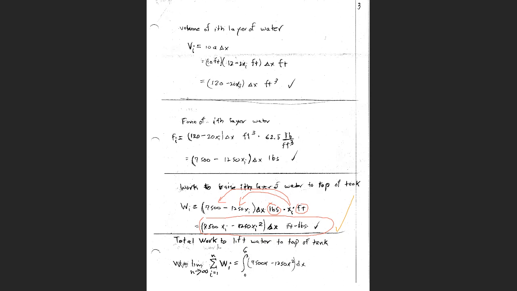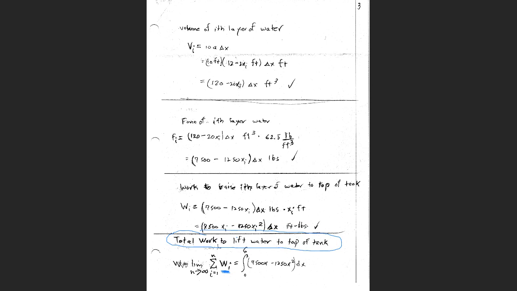Okay, well now we know the work needed to raise the ith layer of water to the top of the tank. So the total work needed to lift all the water to the top of the tank would be the sum of all the work values. These little W sub i work values each represent the work needed to bring the ith layer of water to the top of the tank.